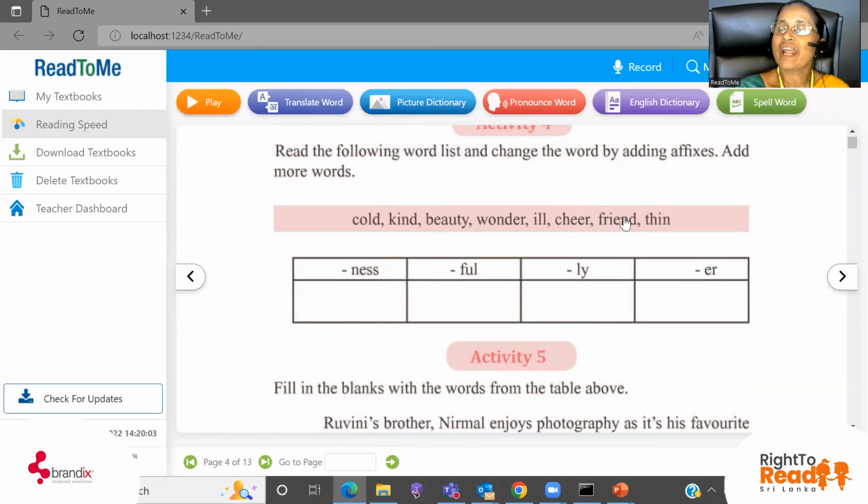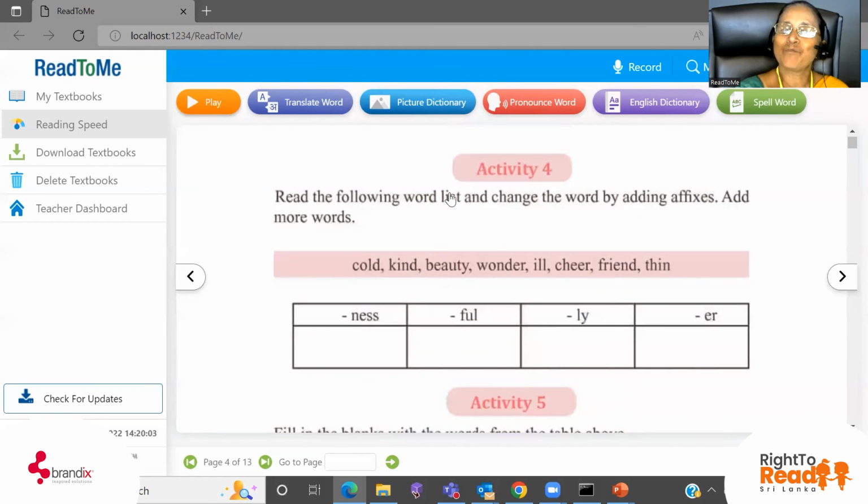Then friend, friendly. Yes. Eco-friendly things you use. Friendly. Thin, thinner. Yes. Likewise, you can add suffixes for these words. And at the same time, I have prepared a homework for you today other than activity 4.